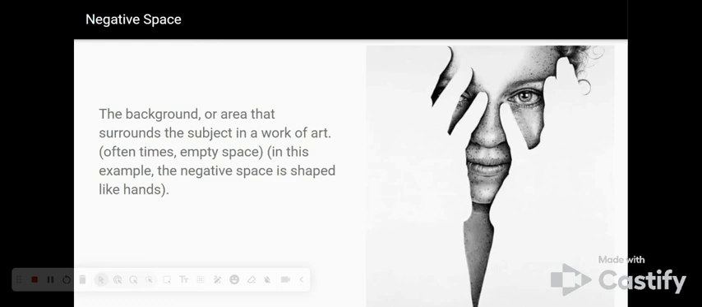Negative space, you have to think, is the background or area that surrounds the subject. So this negative space is shaped intentionally into those hands to kind of crop the photo. It is still negative space because there's nothing there, but this negative space is used very intentionally.